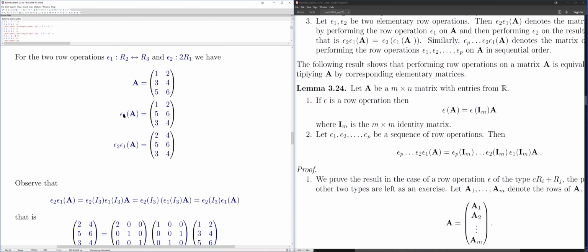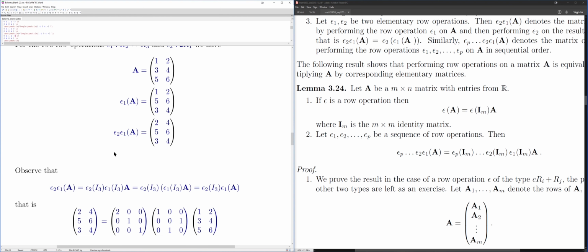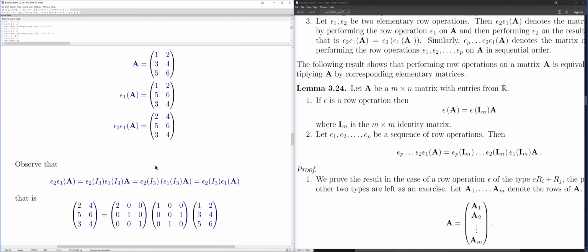So this is A, and epsilon 1 A means I switched row 2 and row 3. And epsilon 2 epsilon 1 A means that to this result, I apply epsilon 2, which is multiplying row 1 by 2. So I apply two row operations to A to get a new matrix, which is this one over here, and I can achieve the same result by multiplying by suitable elementary matrices.